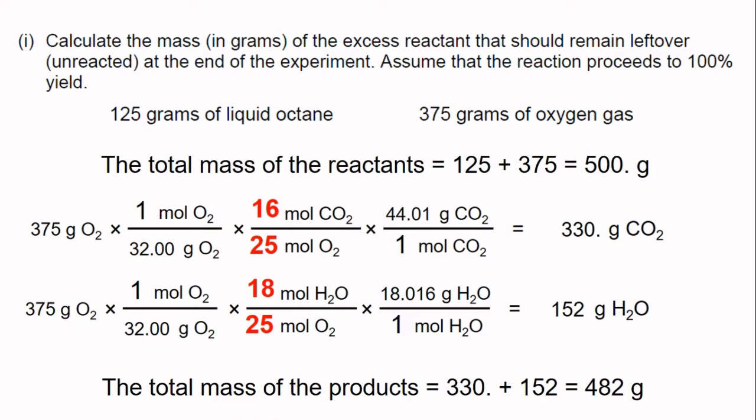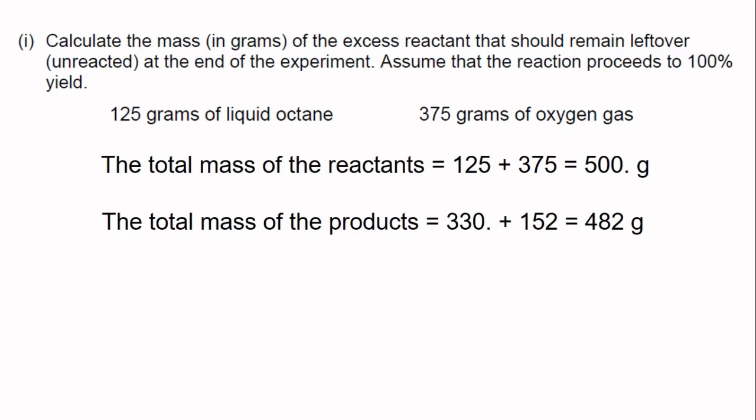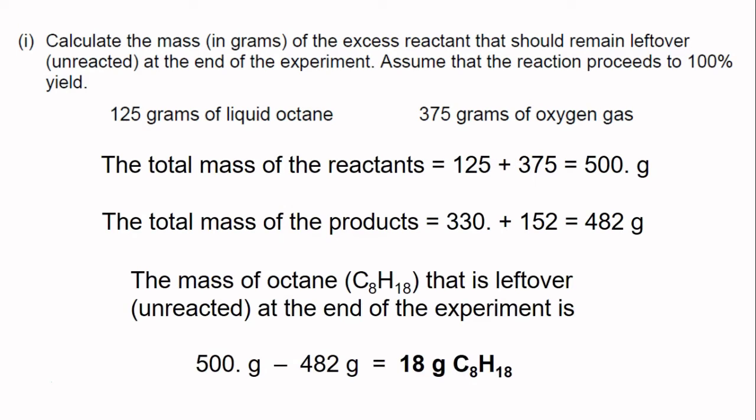Well, if there are 482 grams of product, but we started with 500 grams of reactants, that difference is the mass of octane that is left over or unreacted at the end of the experiment. So there are 18 grams of octane left over. There's another way to calculate the amount of octane left over, and again, you're going to get the same answer either way, so I will show you that method next.